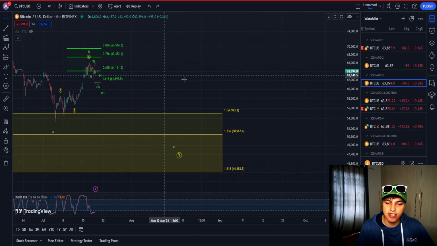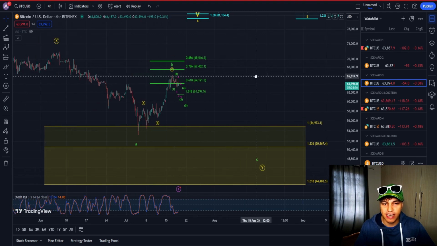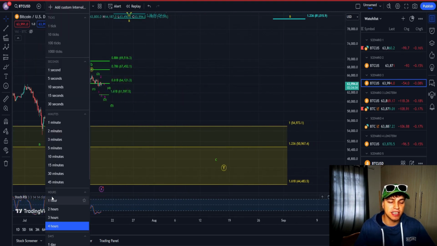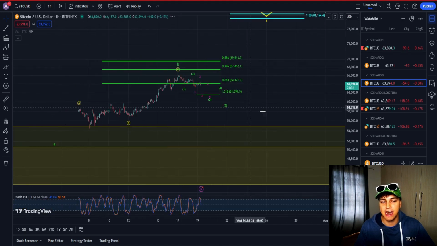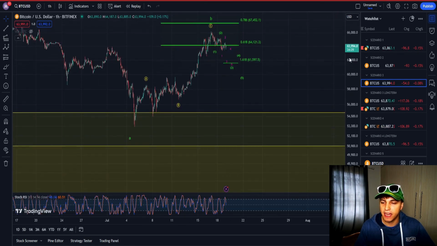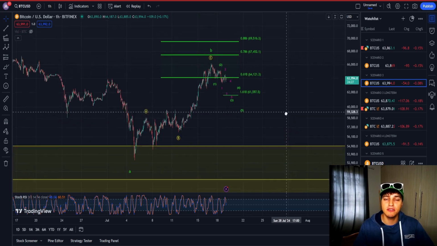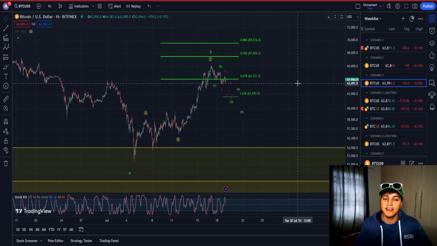So in this Y wave down in the C, we should now be seeing impulsive moves in that C wave, as C waves are normally impulsive, A waves are normally impulsive, and a B wave is a 3-wave structure.